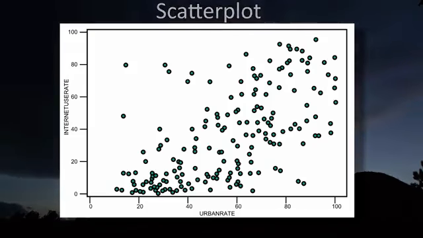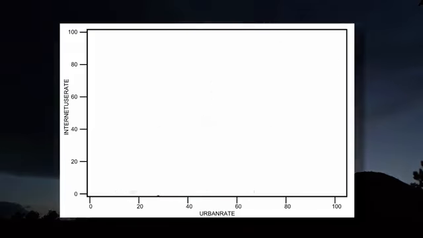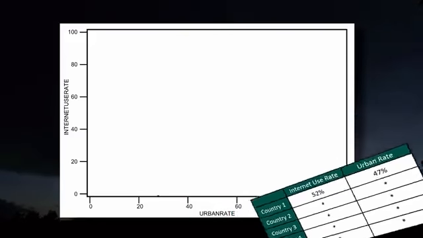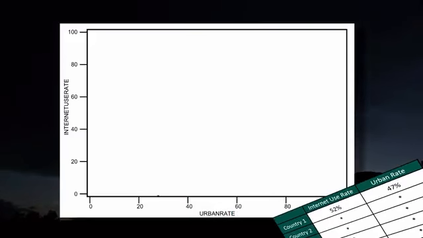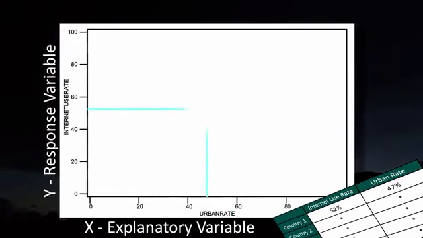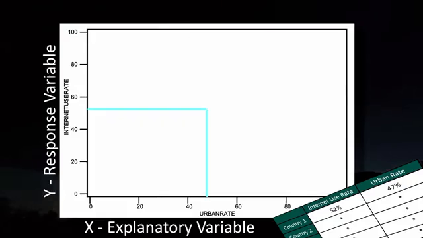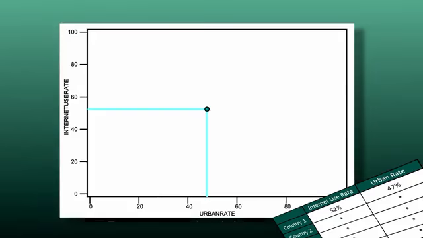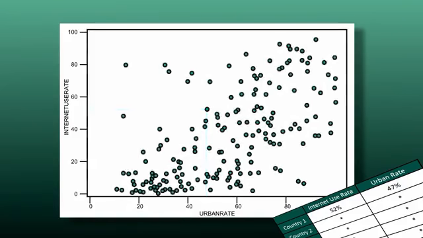Let's first briefly review scatterplots and how to interpret them. To create a scatterplot, each pair of values is plotted so that the value of the explanatory variable, x, is plotted on the horizontal axis, and the value of the response variable, y, is plotted on the vertical axis. In other words, each individual appears on the scatterplot as a single point whose x-coordinate is the value of the explanatory variable for that individual and whose y-coordinate is the value of the response variable.